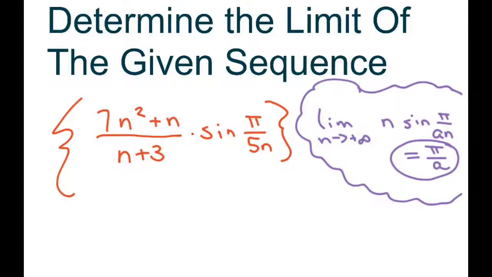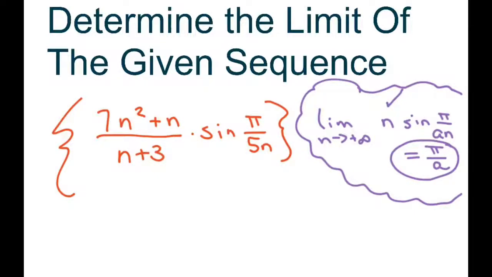Everyone, we're going to determine the limit of this given sequence: 7n squared plus n divided by n plus 3, times sine of pi over 5n. From our previous video, we went over why this is true.